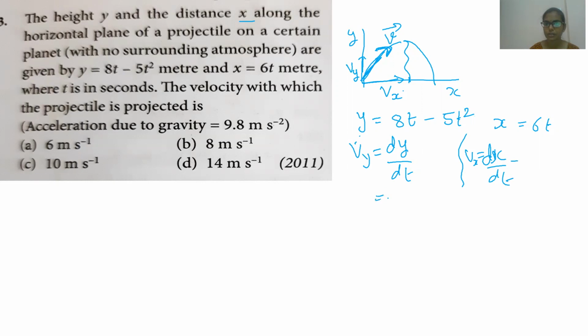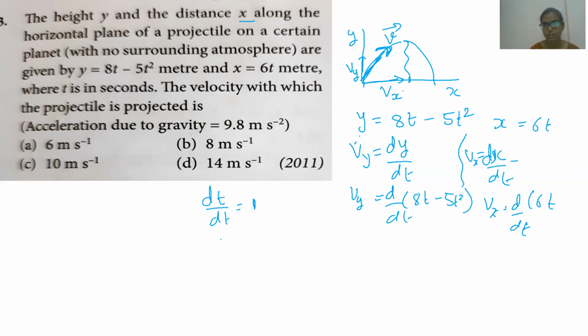Right children, this is what we need to solve. Let us see this equation. Vy is d by dt of 8t minus 5t square. Here also Vx is equal to d by dt of 6t. I hope you know the differentiation formulas. What is the differentiation of t with respect to t? The differentiation of the same variable always gives 1. And the differentiation of t square gives 2 into t. Right children, this is what you learned for differentiation. Any constant with the differentiation, that constant only will come. So remember these formulas.